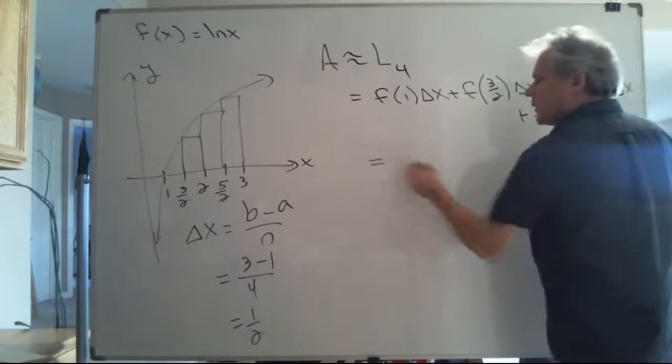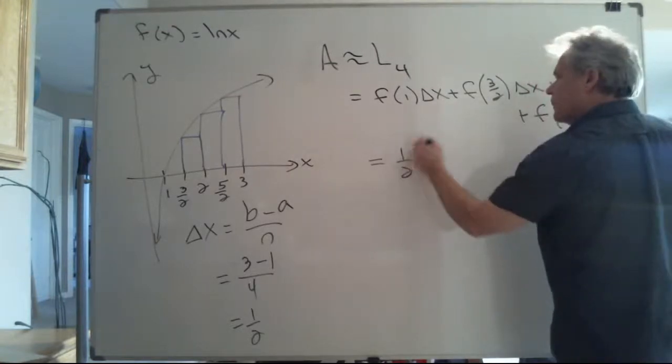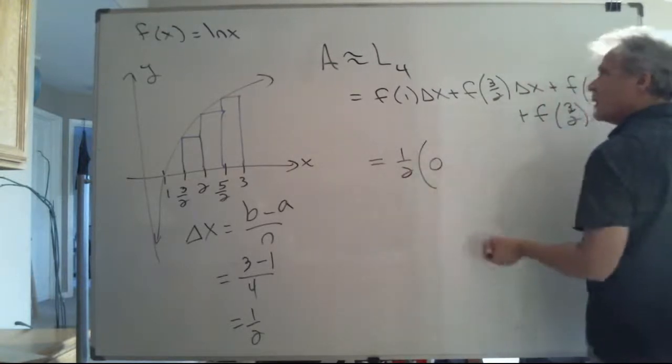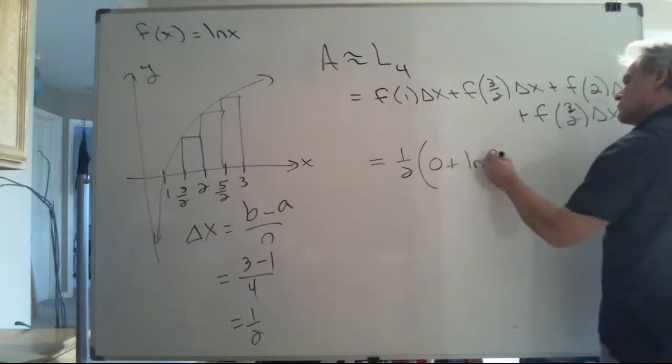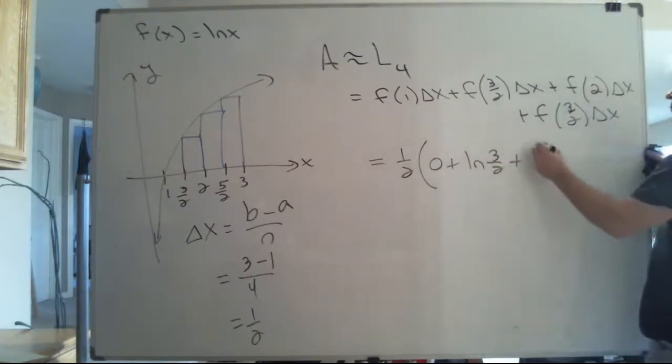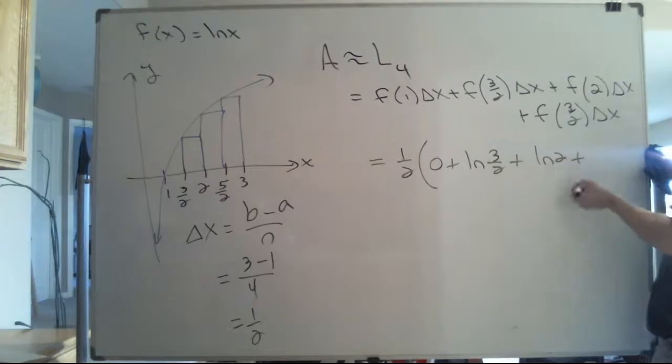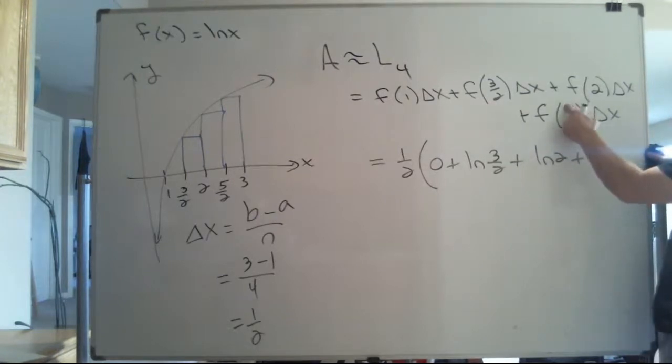I'll pull out the delta x, which in this example is just 1/2. Here's f of 1. Here's f of 3/2. F of 2. F of 3/2. Sorry, should that be at 5/2? My apologies.